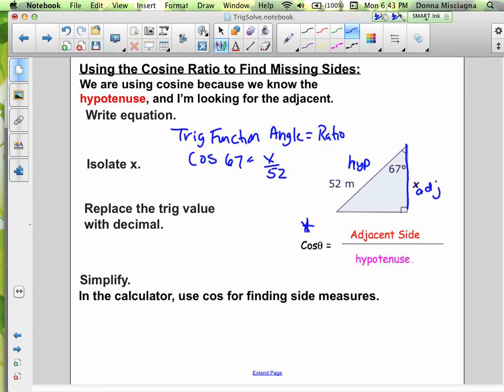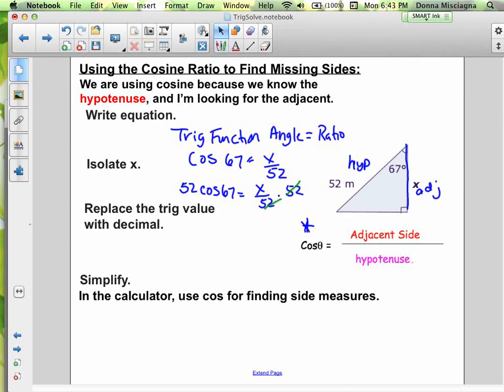All right, so now let's multiply both sides by 52 to eliminate the 52. So now we have 52 cosine 67 equals x divided by 52 times 52. The 52s cancel, and so that gives us 52 cosine 67 equals x. And so now we can use our table.